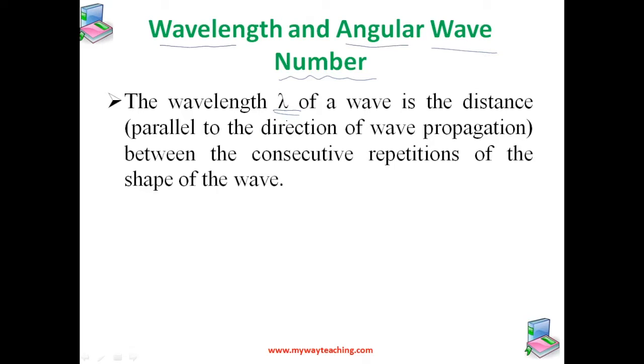For simplicity, we can choose points of the same phase to be a crest or trough, which means if you consider a sinusoidal wave like this, the distance between two troughs, or the distance between two crests, we can call it wavelength lambda. The wavelength is then the distance between two consecutive crests or troughs in a wave.